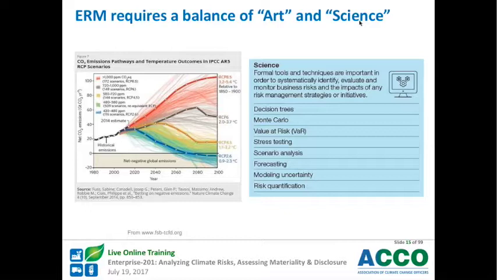So again, we titled this as a balance of both art and science, but ultimately the takeaway here is to meet your risk leaders where they are.